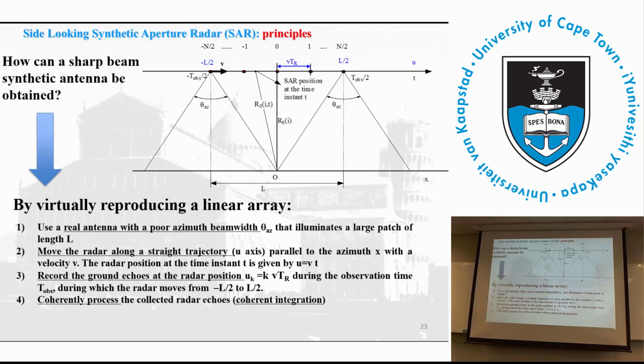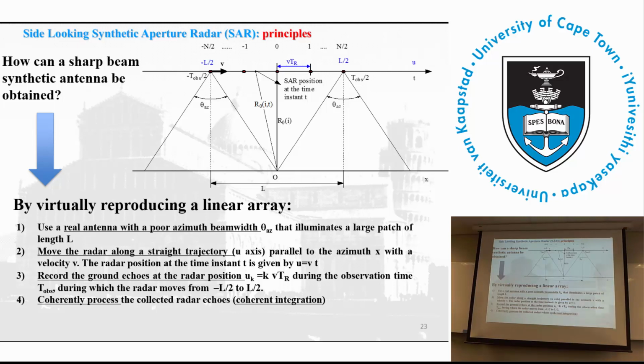Now, I have to make an assumption to state that this virtual array is equivalent to a real array. And what's the assumption that I have to make? The assumption is that whatever is illuminated here, which I call the illuminated scene, has to be stationary within that time.